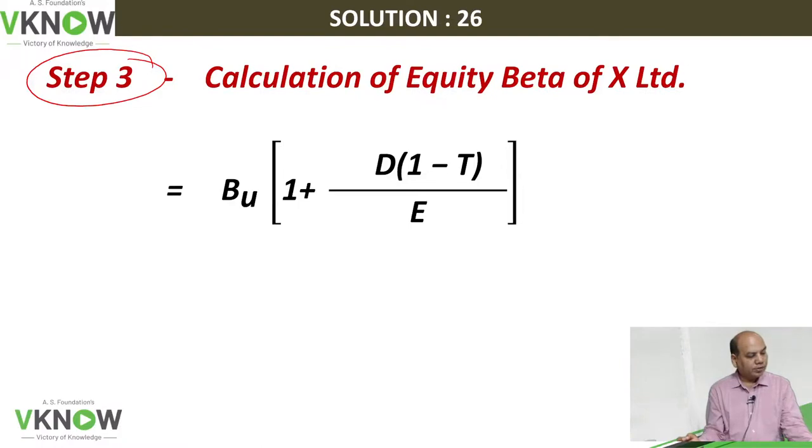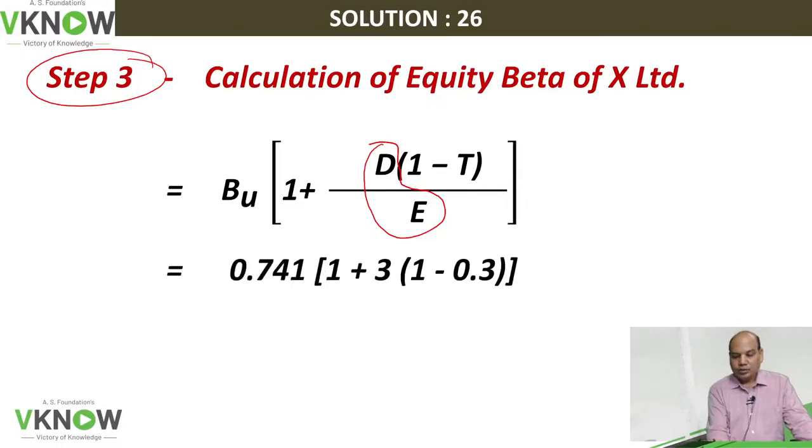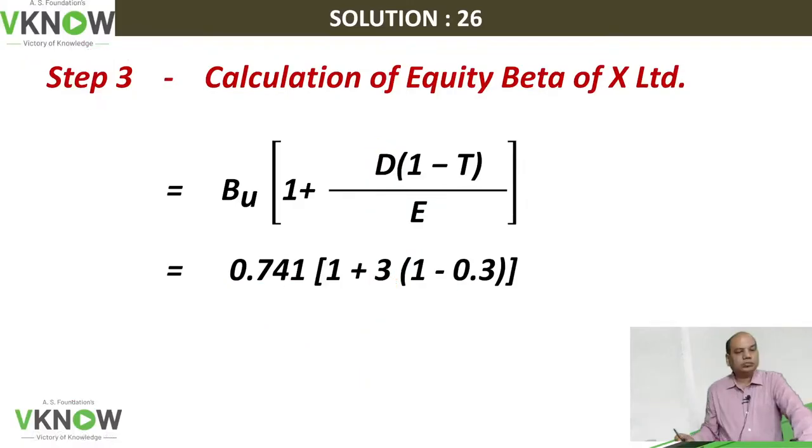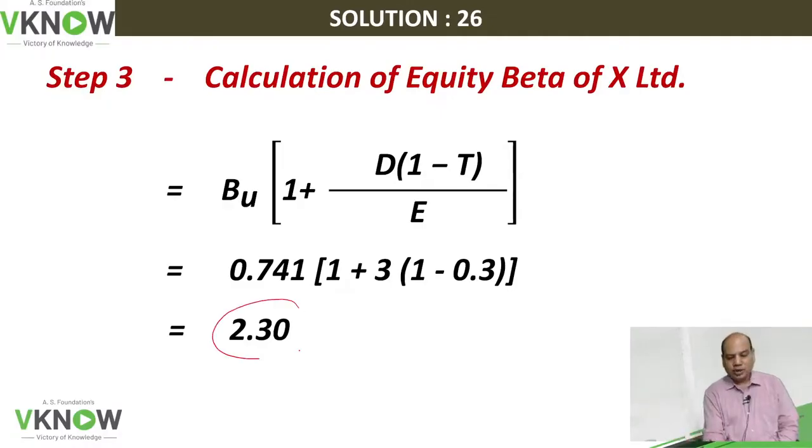What is the debt equity ratio of this business? It is 3:1. So you will write unlevered beta 0.741, this is from step 2, into 1 plus debt equity ratio 3, which is given, and 0.3 is the tax rate. Solve and give me the answer. Is the answer 2.30? Yes or no?